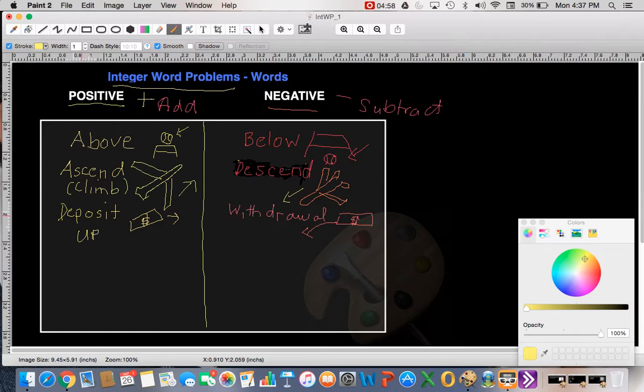Next is up, like ascend, or down, like descend. So up, you're going up, and down, you're going down.